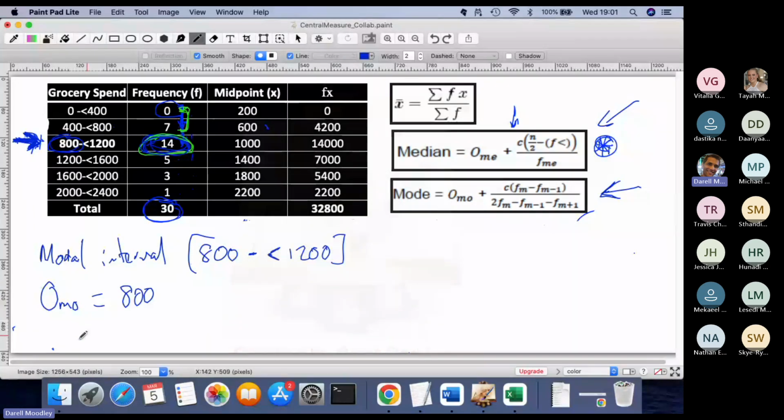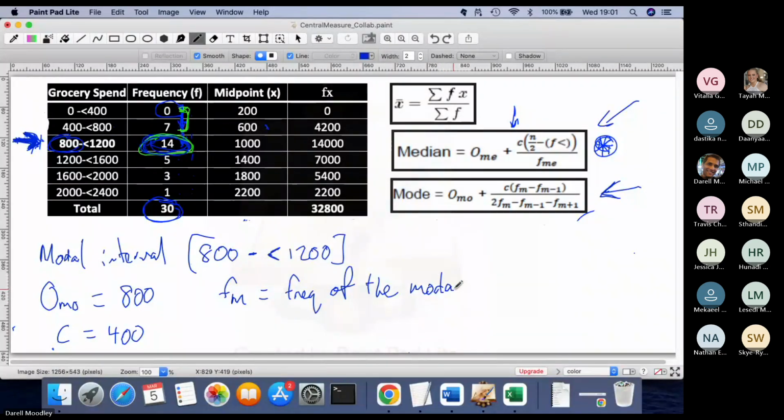Then you got your C in the formula, which is the same as before. It's the width of the class, which is 400. Then you have the symbol here, f_m. f_m is just the frequency of the modal interval. And in that case, if you look at the modal interval, it's this one. What is the frequency of that modal interval? There it is, it's 14. It's what's in the frequency column, it's 14.